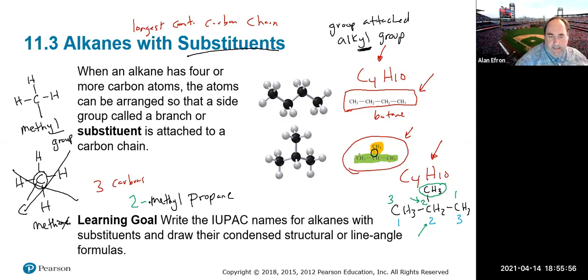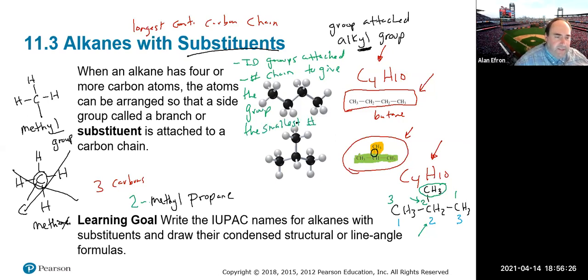Any questions on how we got to that name? So when we're naming, we want to go with the longest carbon chain. We want to identify the groups that are attached. And we want to number the chain. The importance of this is we want to number the chain to give the group the smallest number. In this case, it did not matter, but we always want to go smallest number when numbering that chain. In this case, either way, it was 2. Any questions on that? We're going to obviously do more naming here in a bit, but any questions so far?